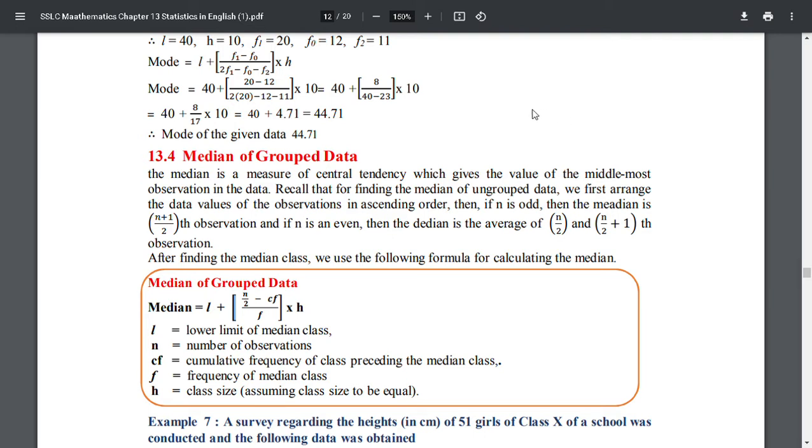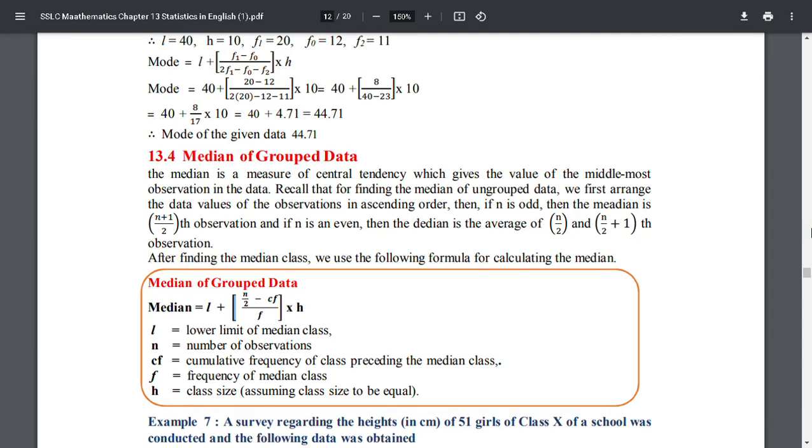Dear students, in previous classes we learnt about mean and mode. Today we study median of grouped data. The median is a measure of central tendency which gives the value of the middlemost observation in the data.